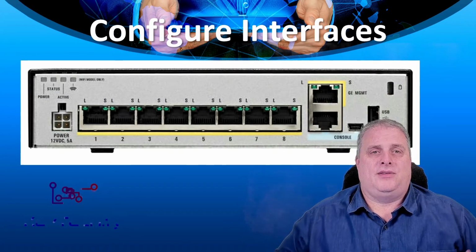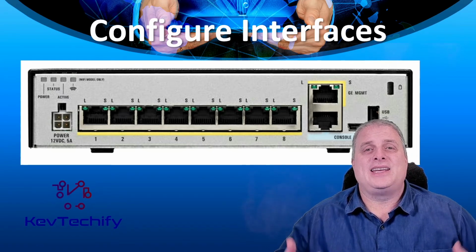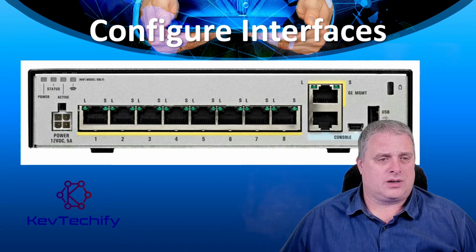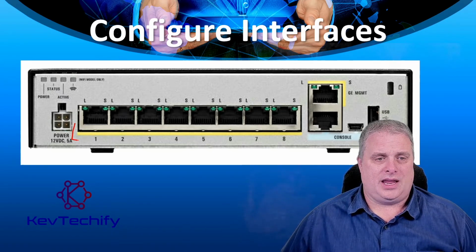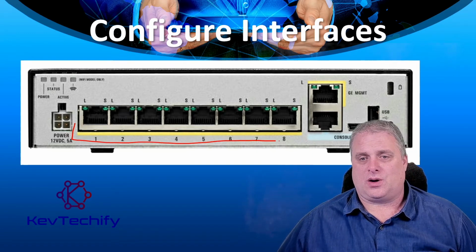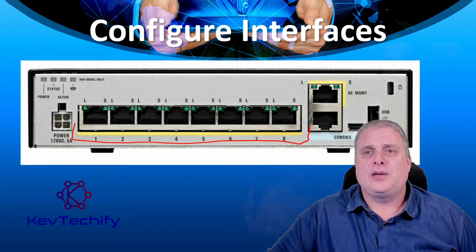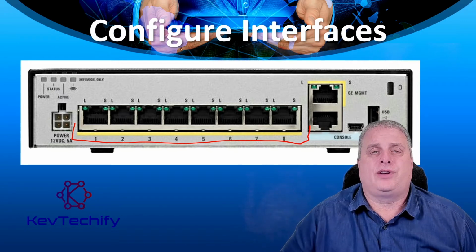The ASA 5506X has 8 gigabit interfaces. Those are right here on our device. Those are the 8 ports that are lined up together. These are all gigabit, and they can be configured to carry traffic from different networks.